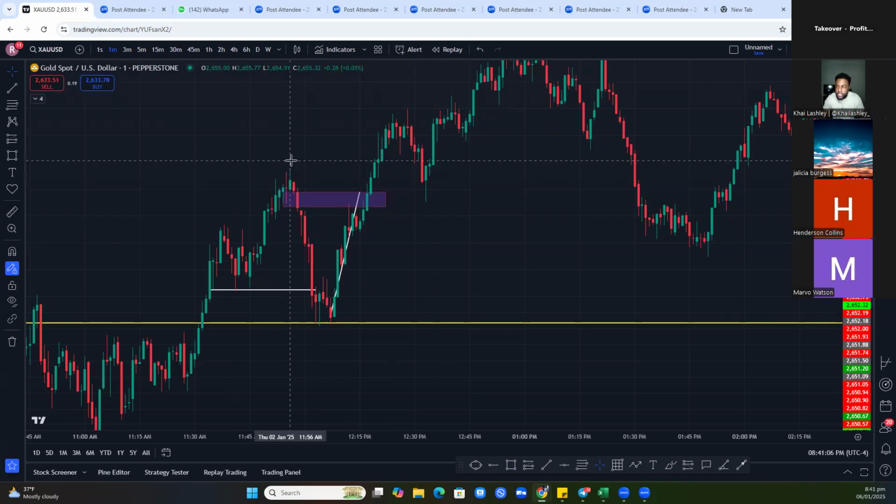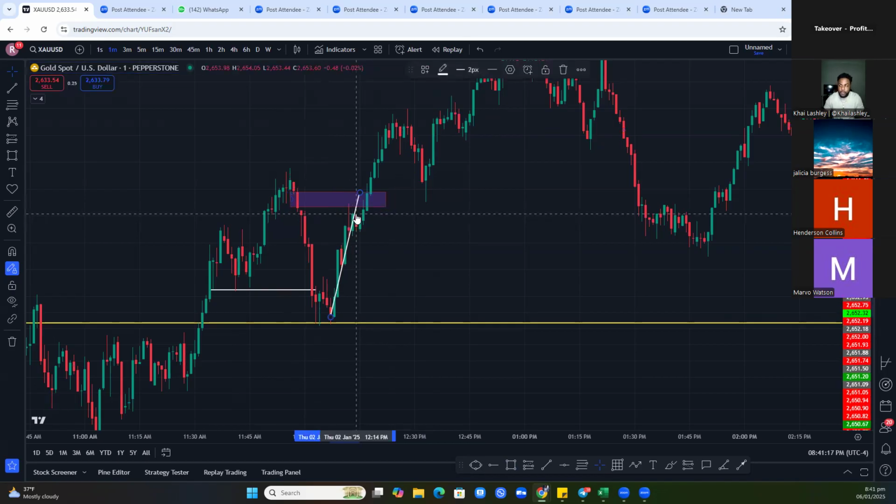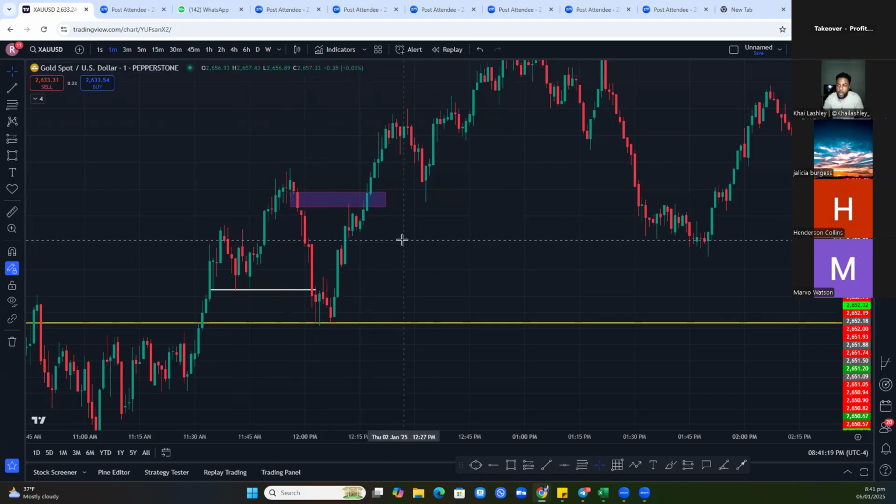Look at this. Yes, you swept liquidity. Yes, you had engulfing candles. Yes, you had imbalance. Are you going to sell when price comes back up here? No. Why are you selling? It is not the structure of the market. This is not a break of structure. You are on a 1 minute time frame.